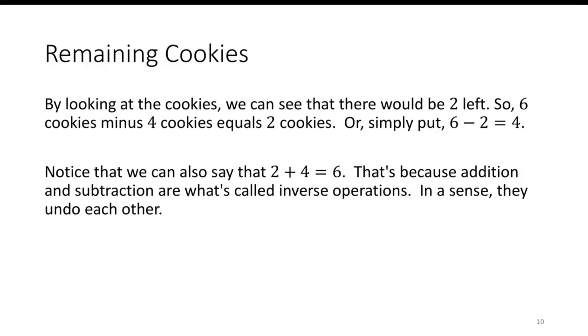So by looking at the cookies, we can see that there would be 2 left. So 6 cookies minus 4 cookies equals 2 cookies. Or, simply put, 6 minus 4 is equal to 2. Notice that we can also say that 2 plus 4 is 6.